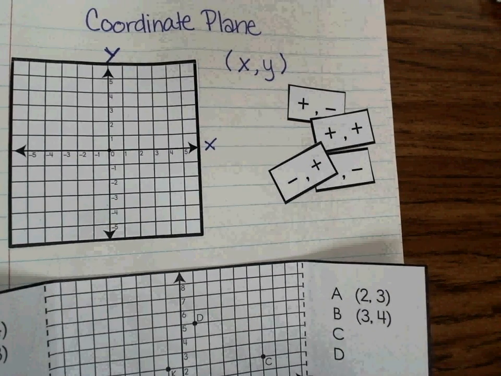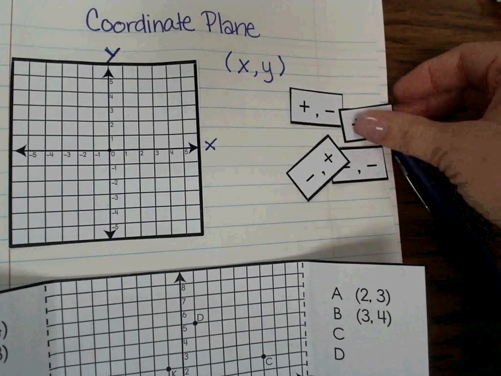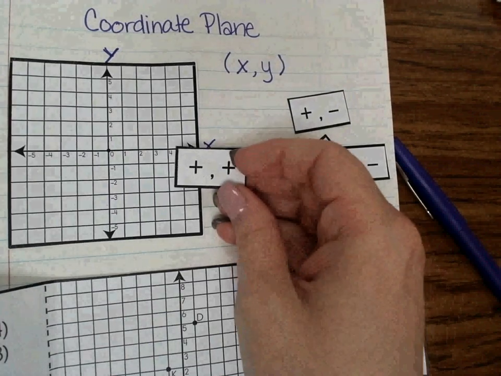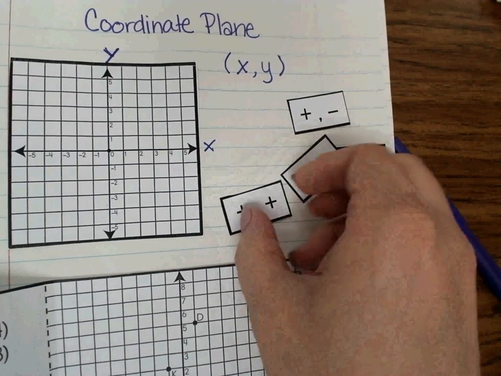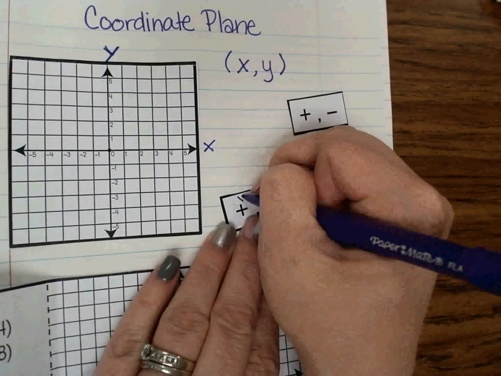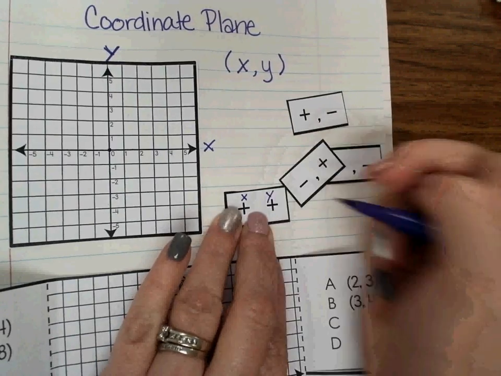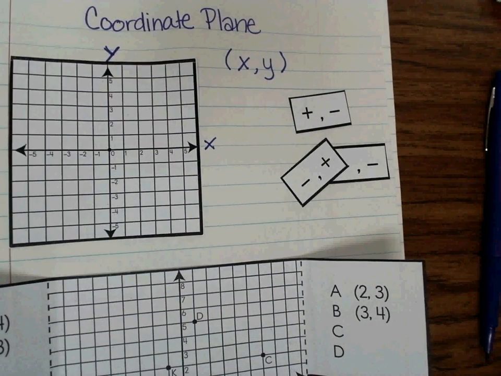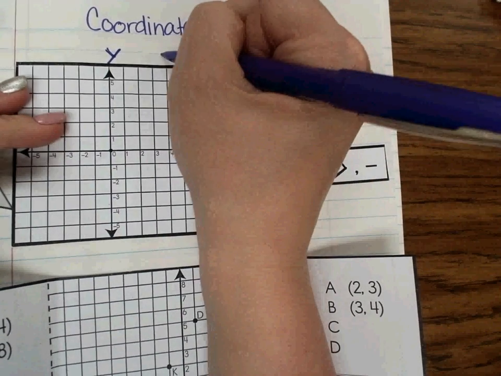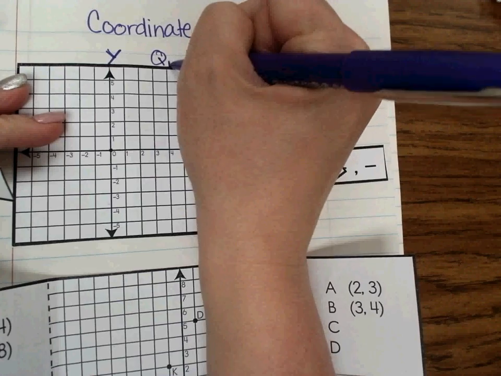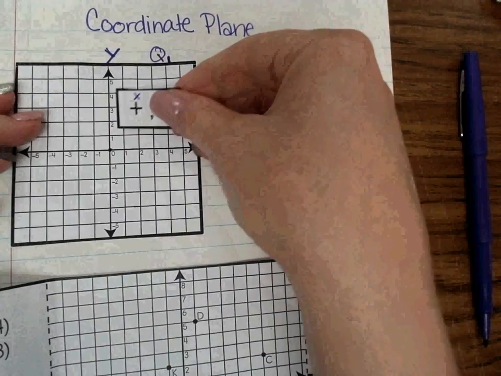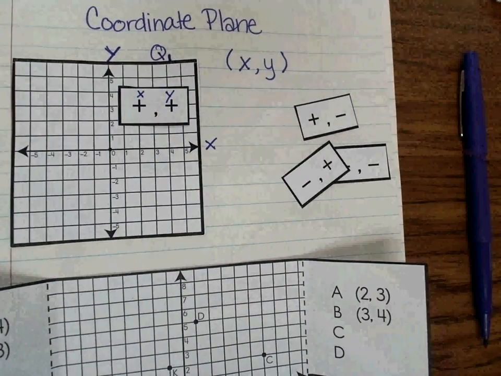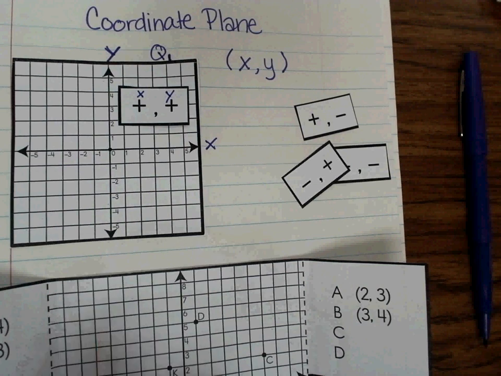Of our 4, this plus, my x value is positive and my y value is positive. In which section do we put these? We call these quadrants. I would put that in quadrant 1. It's going to be the top right-hand quadrant. So I'm going to label that Q1, and I'm going to put this value right here. This is just to identify where we see our values. We're not going to plot any points on this first one.